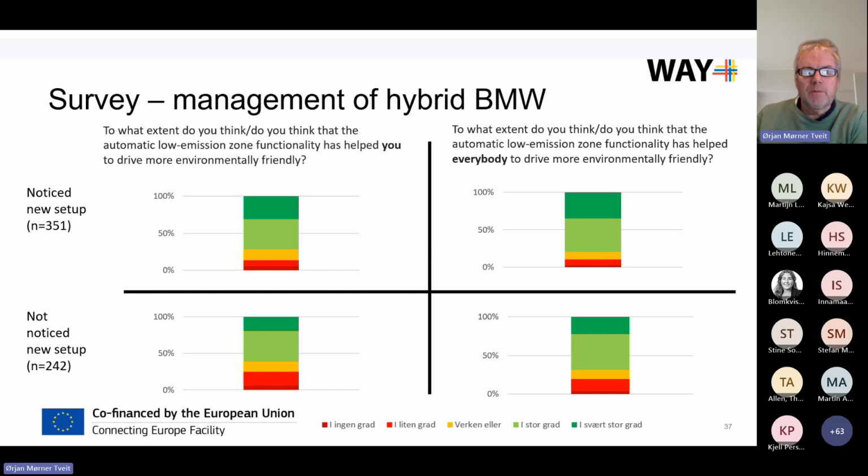You see that when we asked the drivers how they perceived what we did, the people who had noticed that we had shifted the use of their car were much friendlier and thought that this could help both them and all drivers to drive more environmentally friendly.